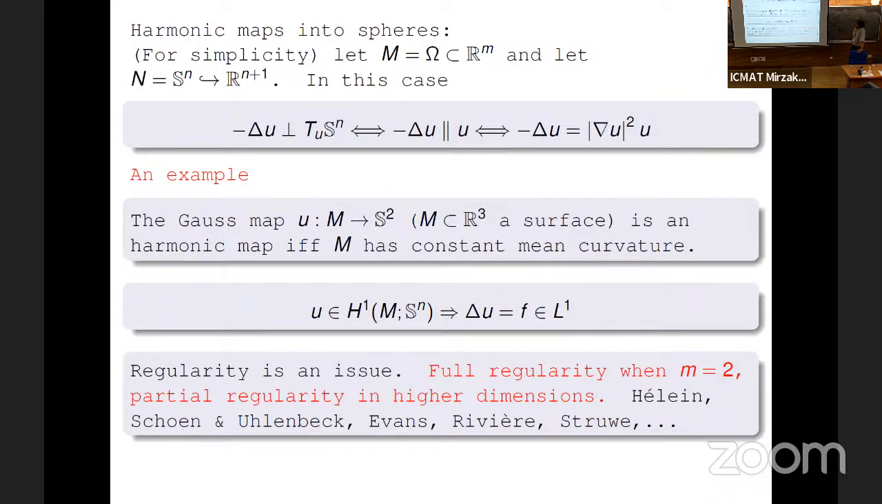And for these maps, and more generally, when N is a manifold, you have regularity. So harmonic maps are regular when the space dimension M is equal to 2. On the other hand, you just have partial regularity, so you admit solutions which might have discontinuities in higher dimensions. Well, these maps are ubiquitous in geometry.